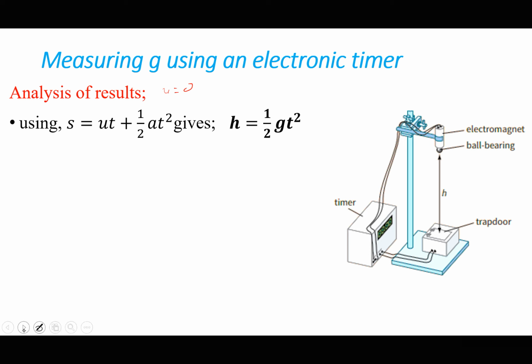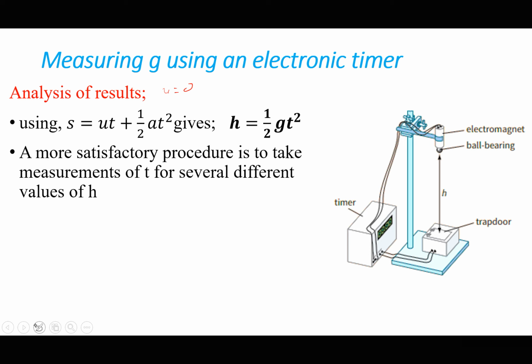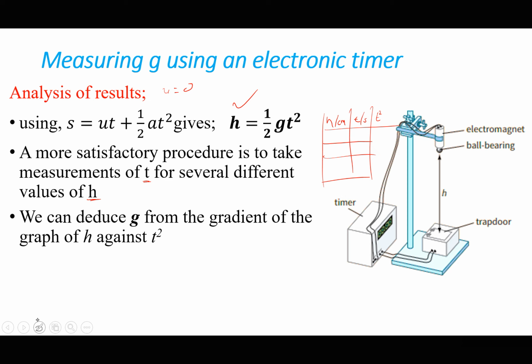A more satisfactory procedure is to take measurements of t for several different values of h. So we adjust h and repeat the experiment and obtain different values of t. If we have several values of h in maybe centimeters and several values of t in maybe seconds, of course we shall need the values of t squared so that we can plot a graph. Therefore we can deduce g from the gradient of the graph of h against t squared.